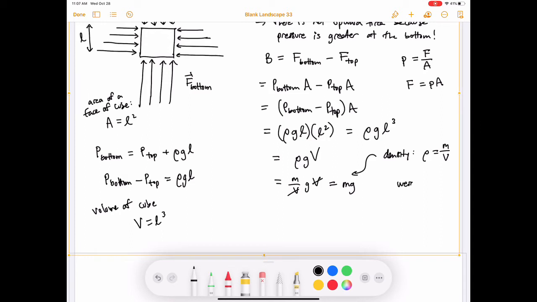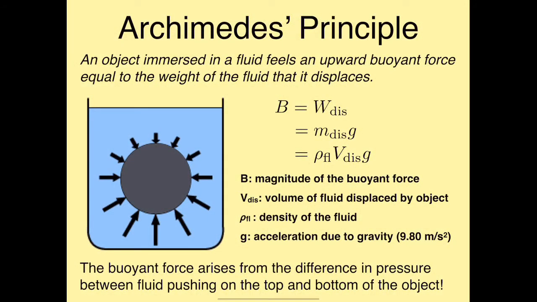And then finally, let's remember that weight, W, is just equal to m times g. So the buoyant force apparently is just equal to the weight. Specifically, we're talking about the weight of the displaced fluid. Okay? When we put this object into the fluid, we displace some of it. And what we found is the buoyant force acting on the object is just equal to the weight of that displaced fluid. And so that's Archimedes' principle.